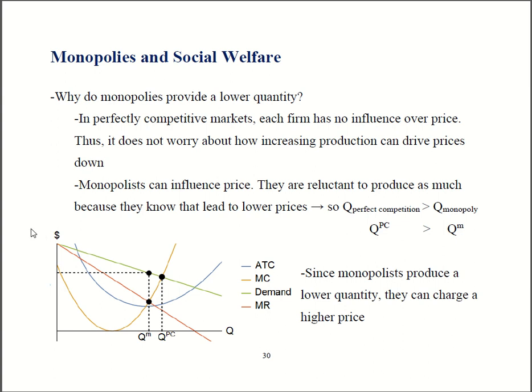So by producing less, the monopolist can jack up the price. That's the idea. You can see in the graph, I didn't draw a dashed line, but you can see if I did, the perfect competition price would be lower than the monopolist price.